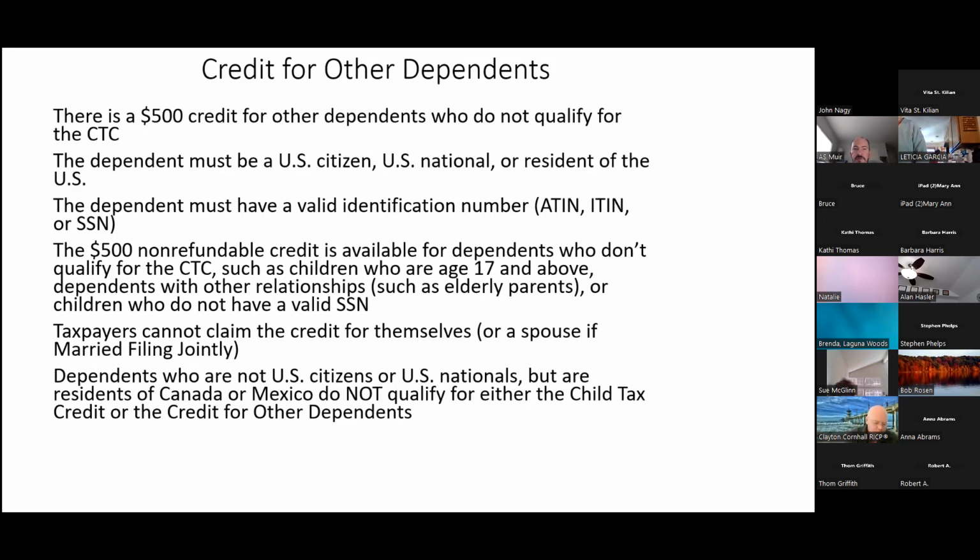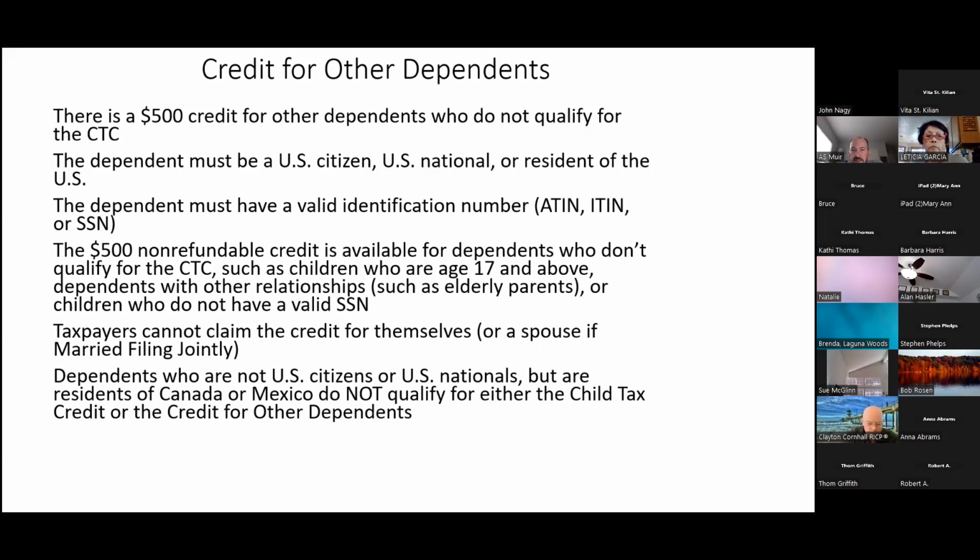All right, credit for other dependents. If I remember correctly, I think this came about with the Tax Cuts and Jobs Act of 2017. And so you may get these legacy taxpayers that have been filing returns for 10 or 15 years, and they may be familiar with the old rules. And so this is one of the new rules. You have an individual who's not entitled to the child tax credit, but they may be entitled to this credit for other dependents. And so they have to meet certain rules.